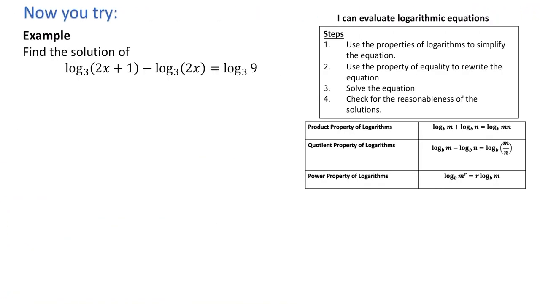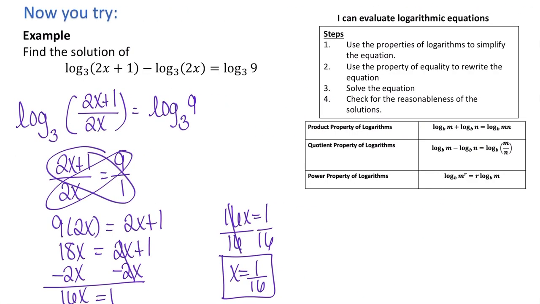So now you can pause the video and try this example on your own. Since we have the log base 3 of 2x plus 1 minus the log base 3 of 2x, we can go ahead and combine them using the quotient property. So that tells us that 2x plus 1 over 2x equals 9 over 1. Then we cross multiply and we get 18x equals 2x plus 1. So when we solve this equation for x, we get 1 over 16.